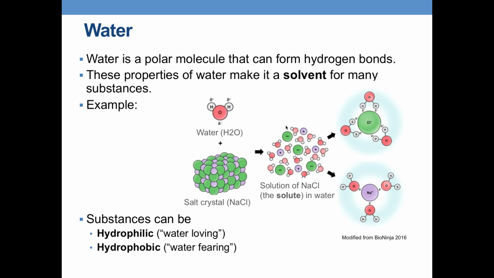A great example of a hydrophilic substance is the sodium chloride that we have here. It very easily dissolves in water. An example of a hydrophobic substance would be oil. You already know that if you were to pour, say, olive oil into water, it's going to form little globs. It's not going to dissolve.